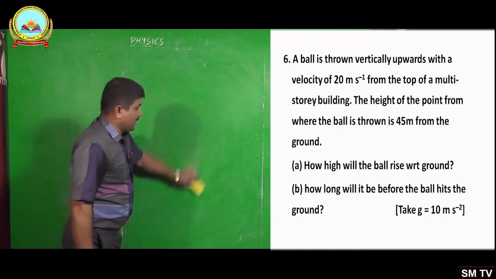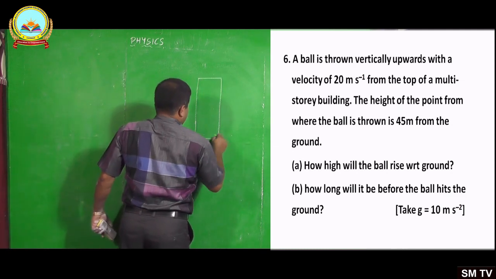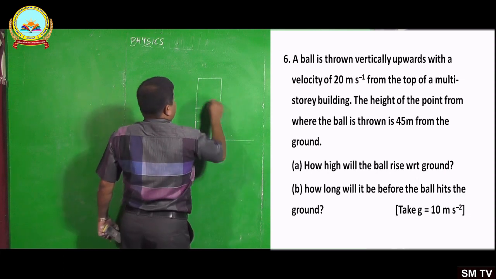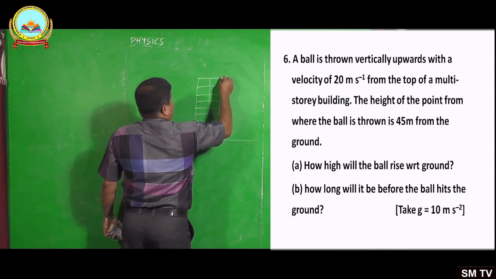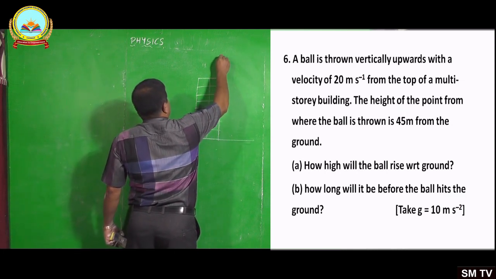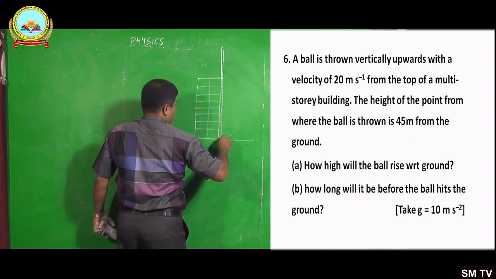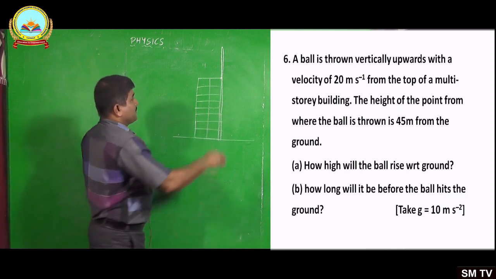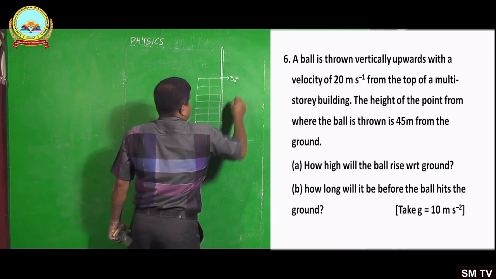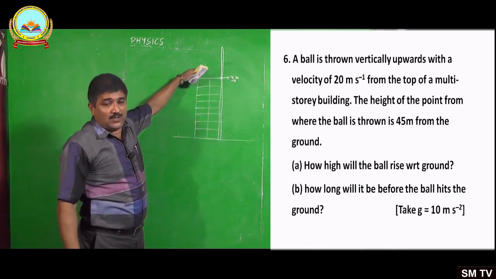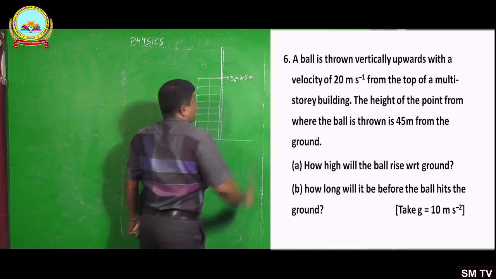So let me put a diagram for this. So here is the multi-story building. So this is the ground. Okay, so this is the multi-story building like this. So from this point it is thrown upward like this, and it goes to a certain height, then it falls downward to reach the ground. So from this point it is projected, its initial position I will take y0 equal to the height of the building, or height is 45 meter, it is given in the question. So y0 is 45 meter.